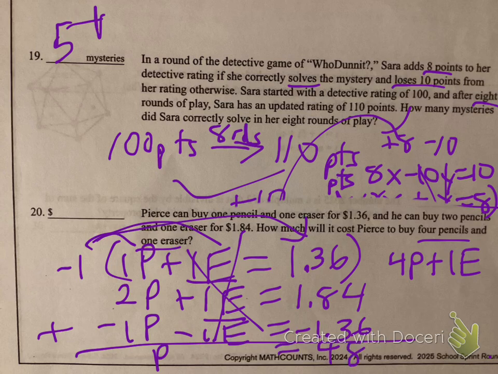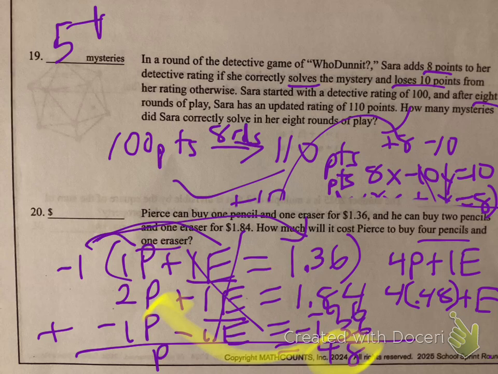So all I'm going to do now is plug in 4 times 0.48, and I need to find out what the eraser costs. So to figure out the eraser, I can simply take my 48 here and plug it into this one over here. So 2 times 0.48 gives us 96 cents. And then if I subtract 96 cents from the $1.84, I'm going to end up getting 88 cents. So that would be 0.88.